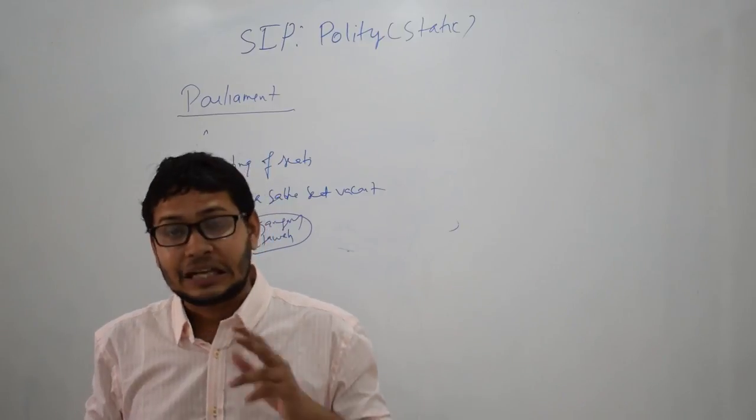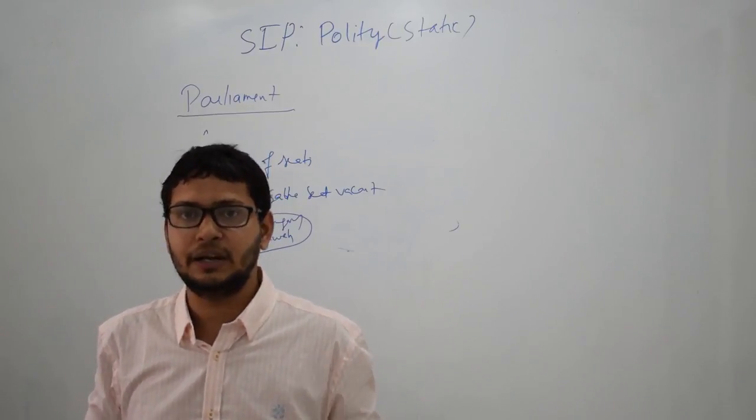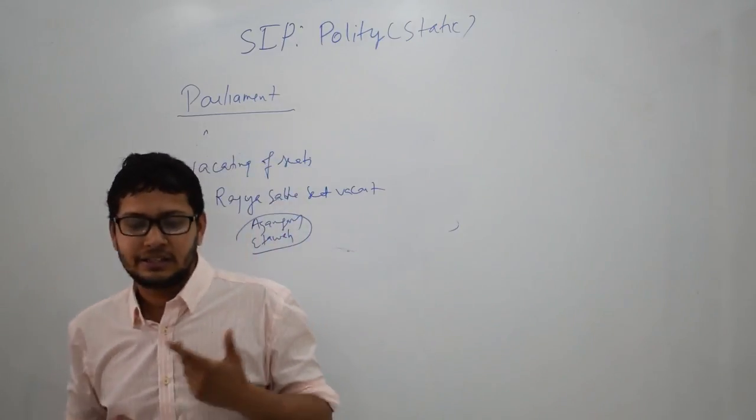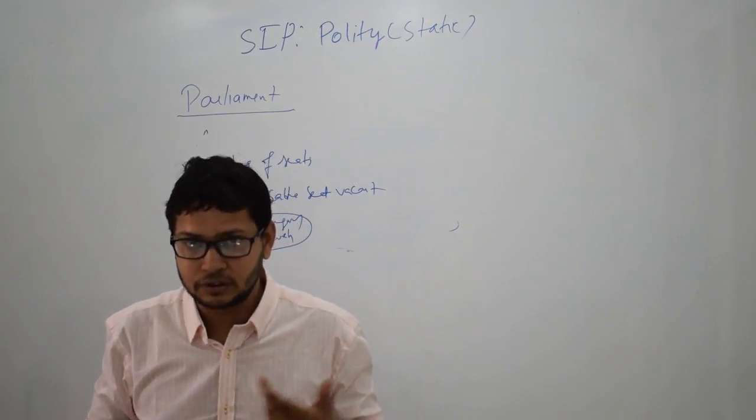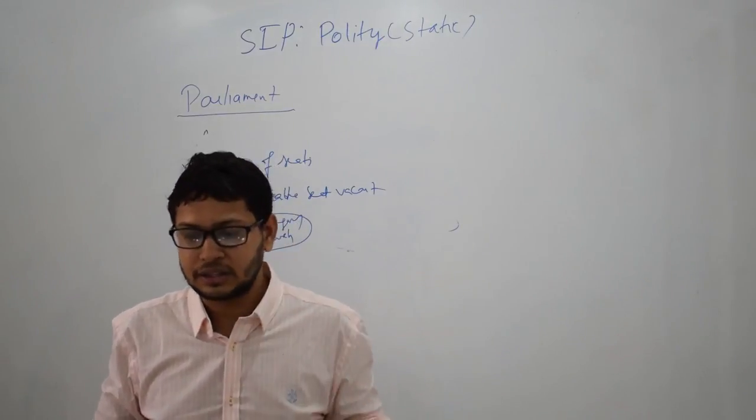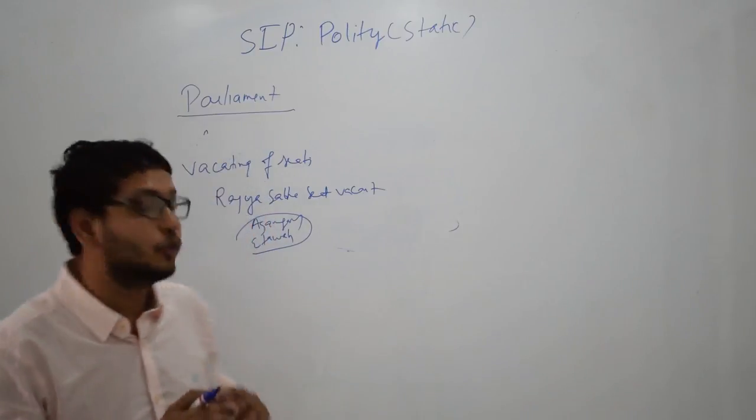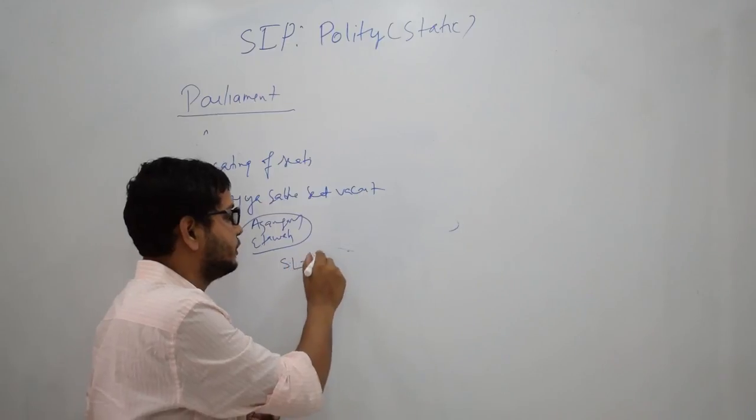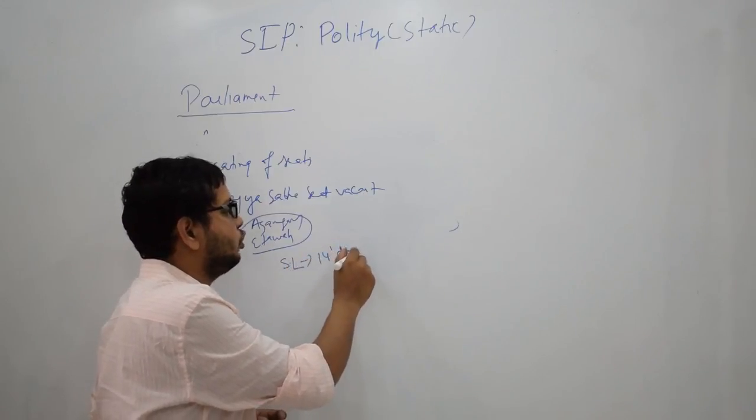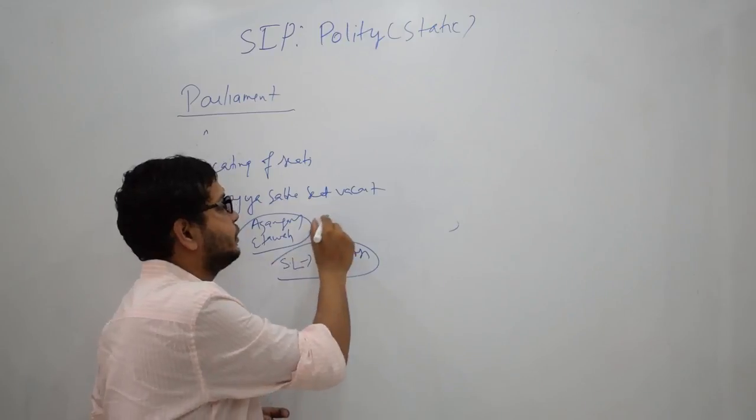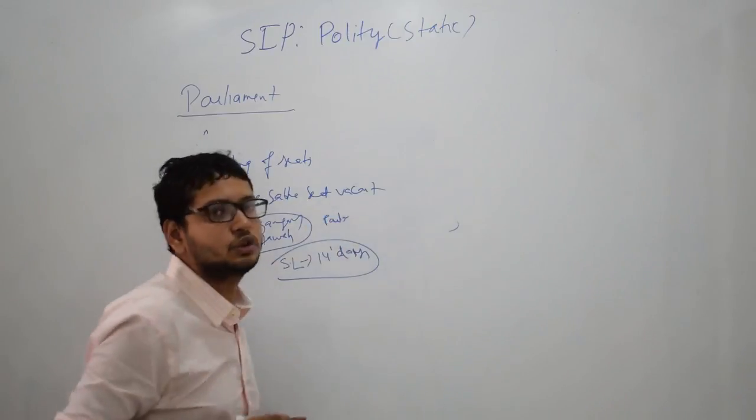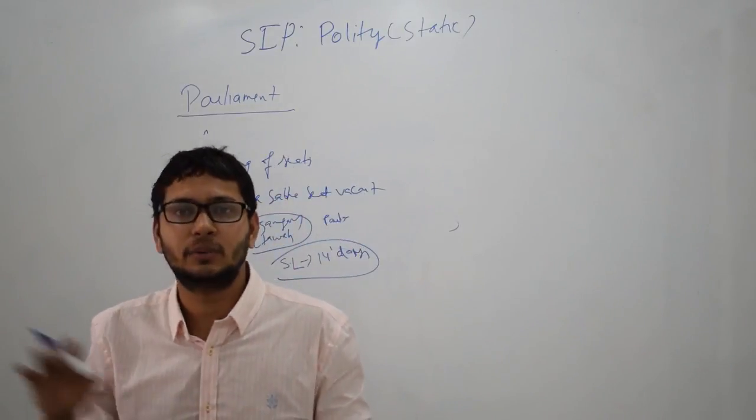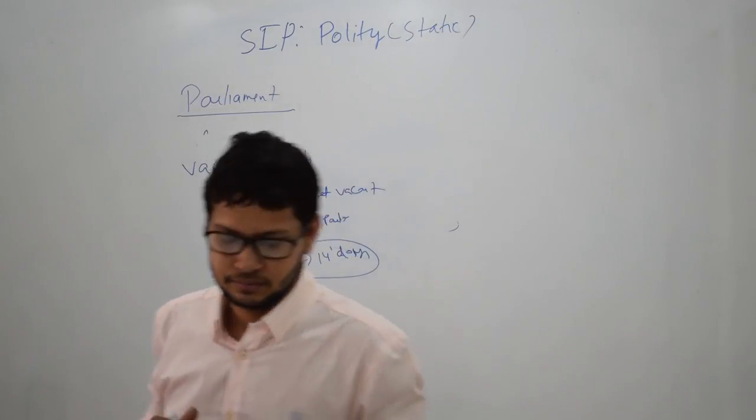Similarly, a person cannot be a member of both Parliament and a Legislative Assembly. So if a person is so elected, his seat in parliament becomes vacant if he does not resign his seat in the state legislature within 14 days. So you have to resign your seat from the state legislature within 14 days. If you don't do that, your seat in the parliament will automatically become vacant.